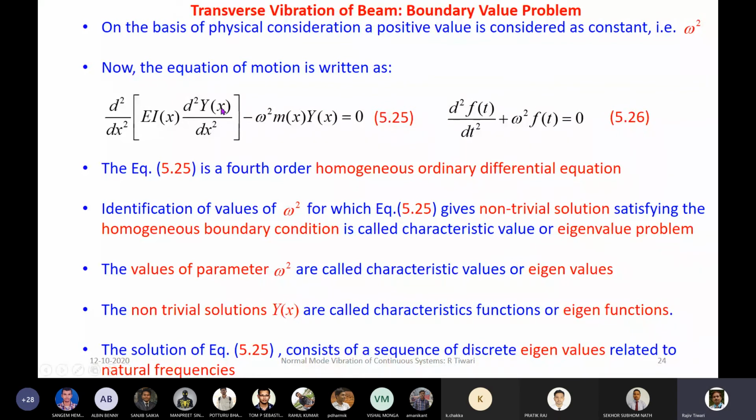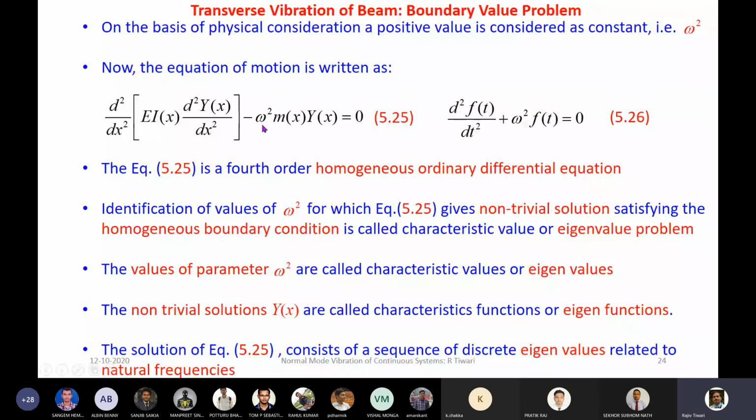Because at any point on the beam, if you want the value of y, we should be able to get it. So here we will be getting the mode shape in the form of an eigenfunction. And as in the discrete system, there will be a one-to-one relationship between the eigenvalue and the eigenfunction. So for a particular eigenvalue, there will be a corresponding eigenfunction. That means for a particular natural frequency, a particular mode shape of the beam will take place.